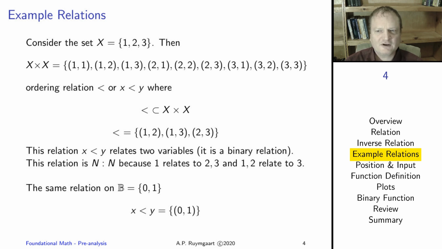We can define the same less than relation on the Boolean domain with just 2 numbers in it, but there is only one ordered pair in the result, and that's the (0, 1) pair.